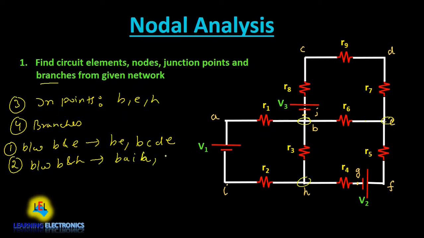BA, IH and BH are there. Third is between E and H. Between E and H we will take, only one branch is there, that is EFH. So total how many branches are there? 5 branches: 1, 2, 3, 4, 5.